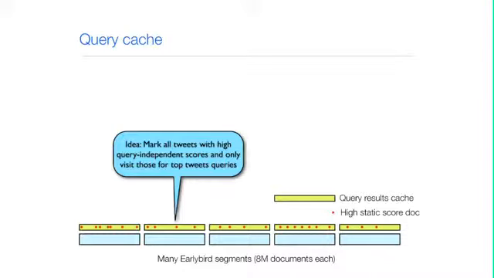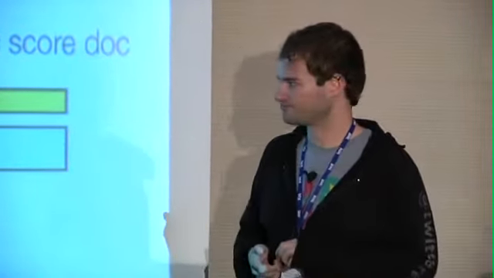So the idea is to introduce a cache, a query cache, which is the yellow layer here. It's actually a cache for query results. So what it does is it maintains a bit set or a different data structure. You can configure that, but let's think about it as a bit set. It puts onto every segment a bit set of the same size, so 8 million, so it needs 1 megabyte of storage. And it marks the tweets that have a high query-independent score. These are the red dots.